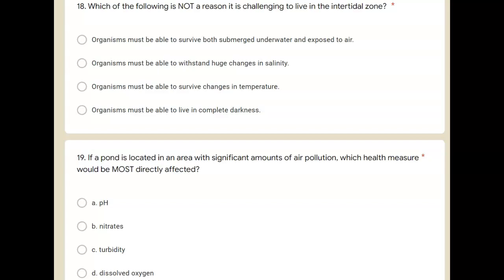Number 19. If a pond is located in an area with significant amounts of air pollution, which health measure would be most directly affected? A. pH. B. Nitrates. C. Turbidity. Or D. Dissolved oxygen.